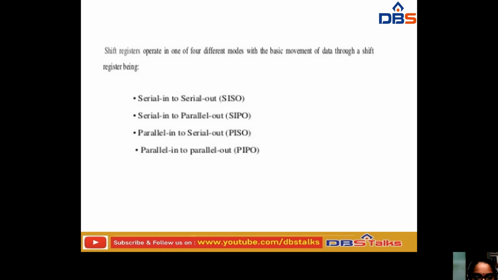The term serial in, serial out can be written as SISO. Serial in, parallel out is written as SIPO. Parallel in, serial out is written as PISO. Parallel in and parallel out is written as PIPO.